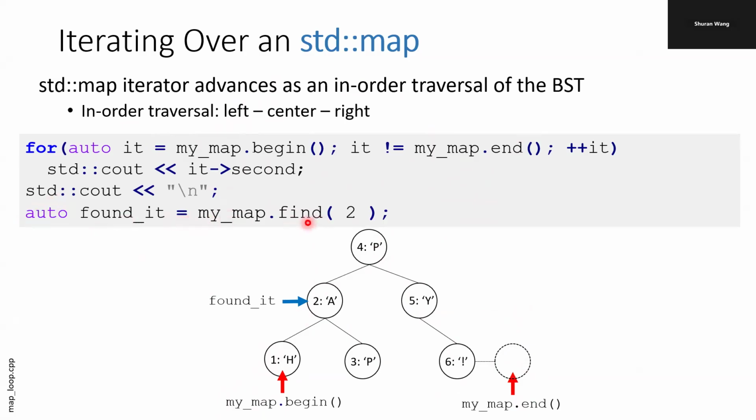And if you want to do find 2, it will return the iterator pointing to the actual element.